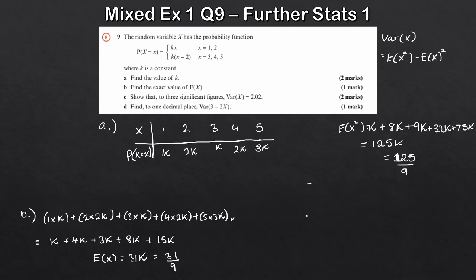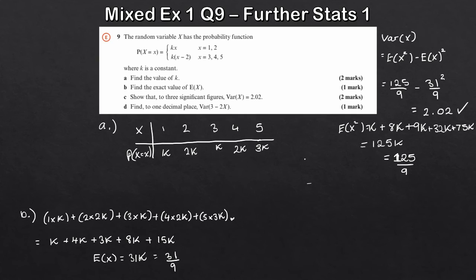So my formula now is just going to be E of x squared, so that's 125 over 9, minus 31 over 9 all squared. Put this in on your calculator, and what you will get to three significant figures is 2.02, like we're asked for. So we know we're definitely right with that one. And then clearly my E of x is right, so you know the previous working is all correct.